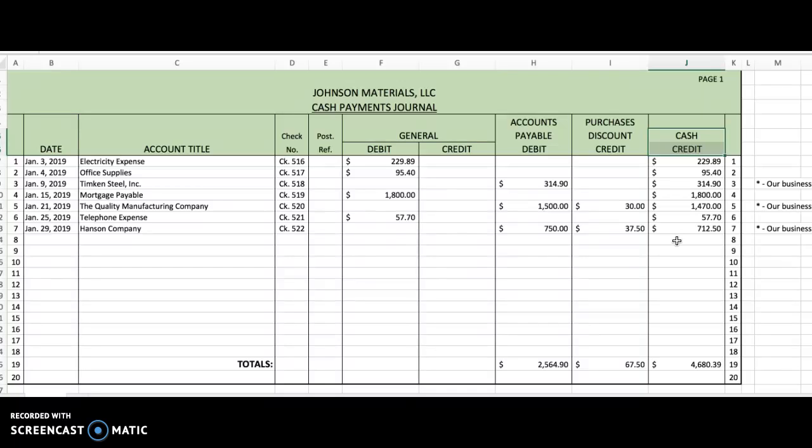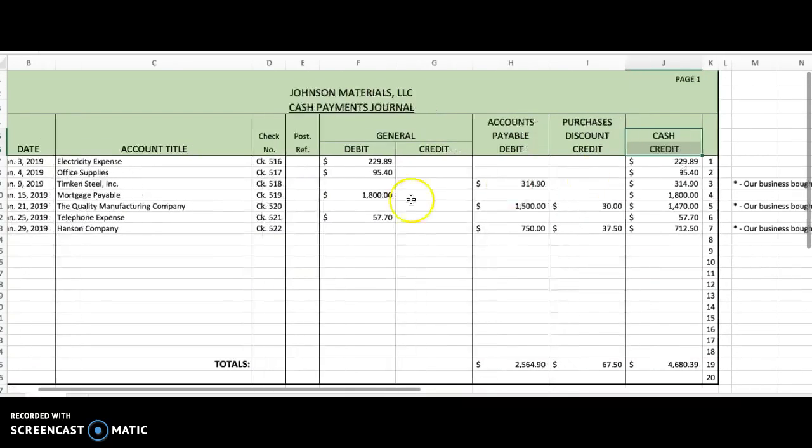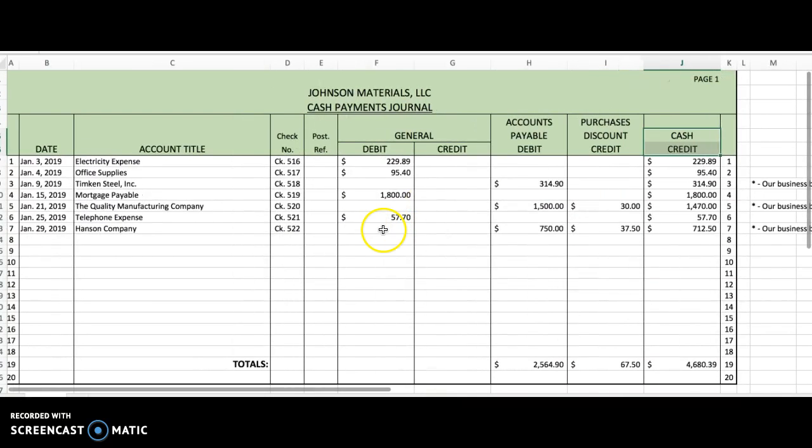The cash debit would be found in the cash receipts journal. So the cash credit column will be used in every transaction, as we will see in this journal. So let's take a look at some sample transactions. First one dated January 3rd.